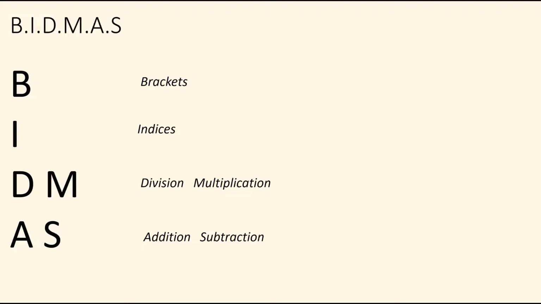So here is a quick reminder of what BIDMAS stands for, as most of you will have done this in the past. So brackets, anything literally within a pair of brackets. So if I could do this, 6 plus 4, you have to solve that first. So obviously that equals 10.